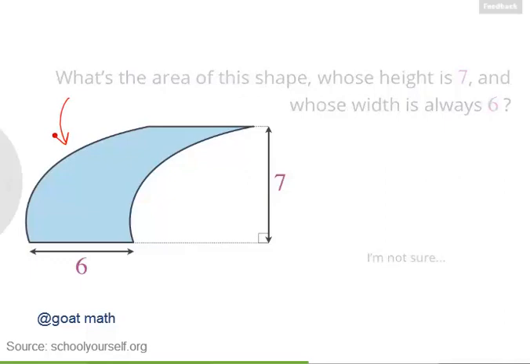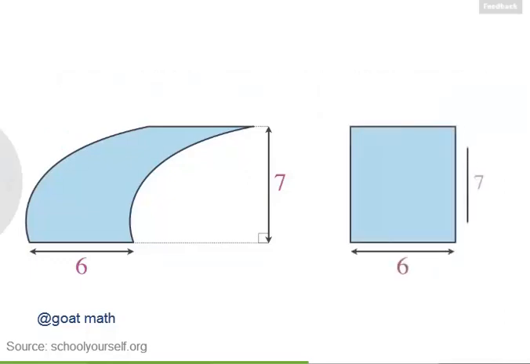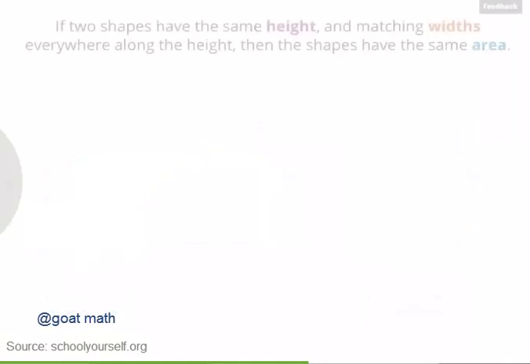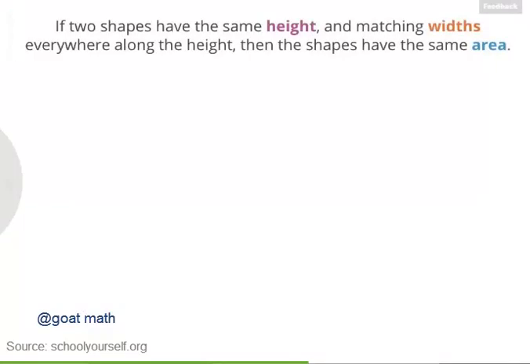Exactly. You compared this shape to a rectangle with base 6 and height 7. These two shapes have the same height, and everywhere along the height they have matching widths. And so by Cavalieri's principle, these two shapes must have the same area. The rectangle has area 42, and so the funny-looking shape over here must also have area 42. Again, here's Cavalieri's principle, and let's use it for one more question.